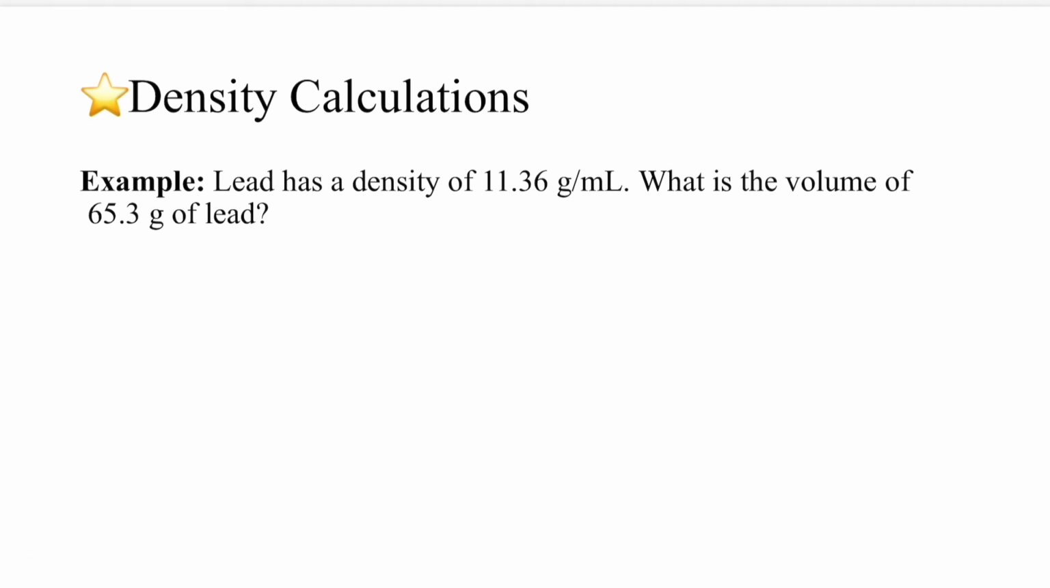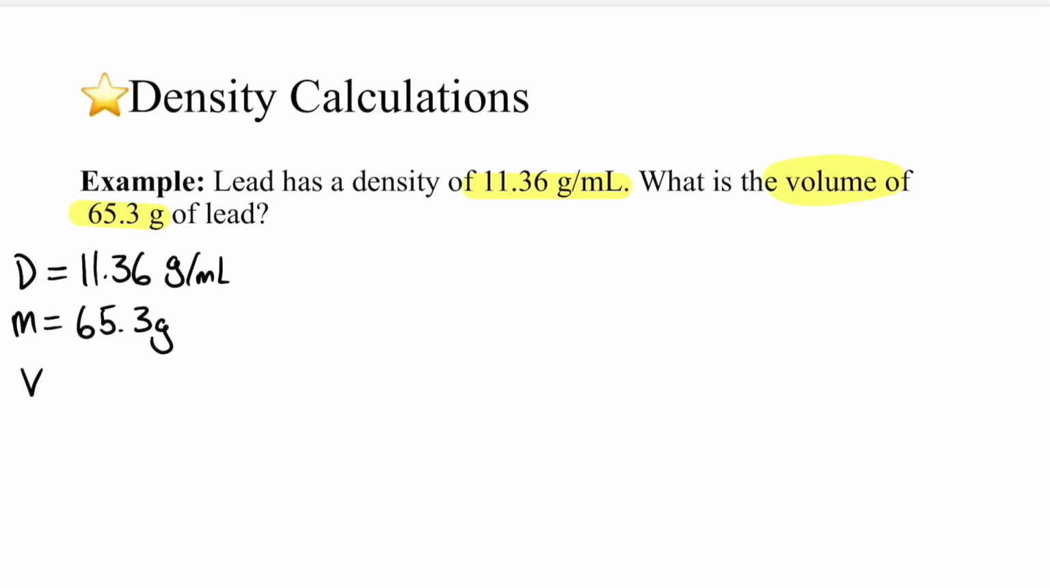In this question, it says lead has a density of 11.36 grams per milliliter. What is the volume of 65.3 grams of lead? Well, let's start with what information they gave us. They gave us the density, 11.36 grams per milliliter, and they gave us the mass, 65.3 grams. They want us to find the volume. And we also know we have an equation for density where density is mass divided by volume.